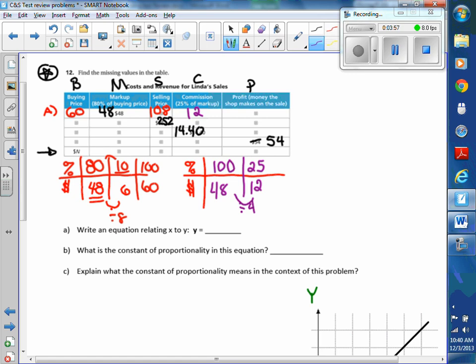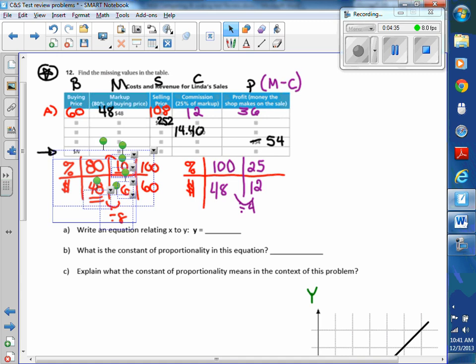Okay, so far? Okay. So the profit is the difference between the markup and the commission. So that's the money the shop makes. The salesperson gets the commission, so the shop doesn't get all of the markup. They only get part of the markup. So when you take 48 and subtract 12, you get 36. Alrighty? Okay. So we'll keep going then.